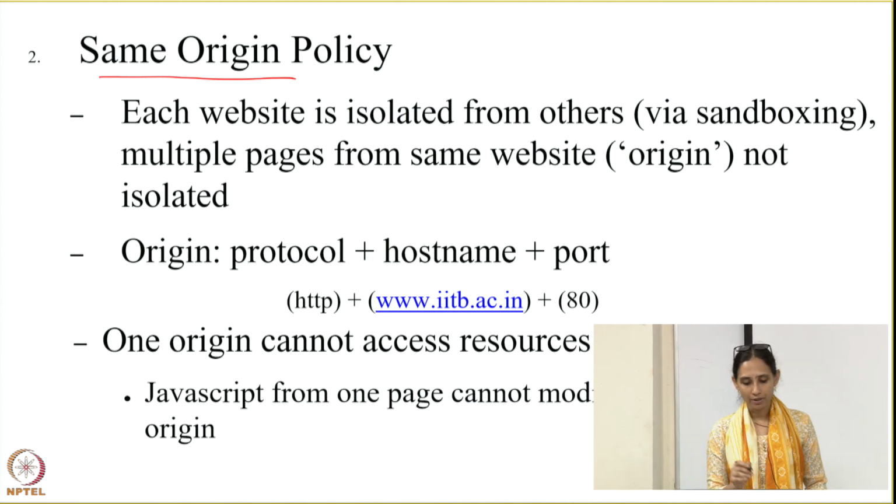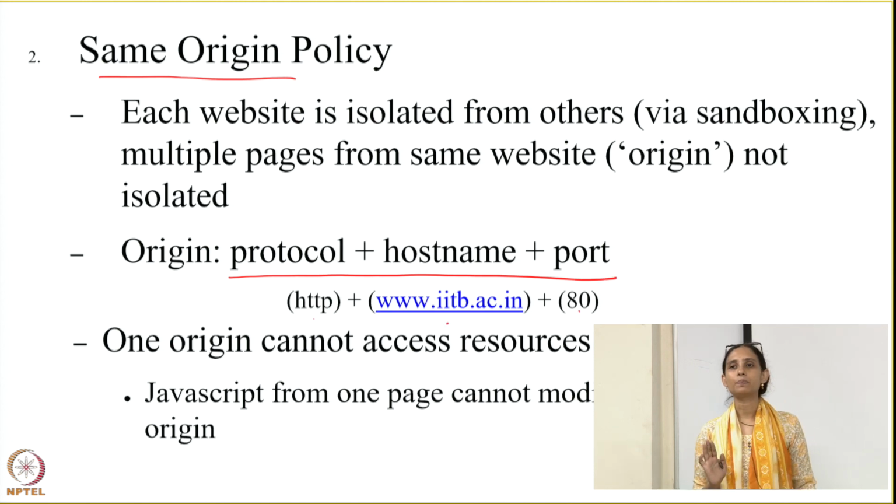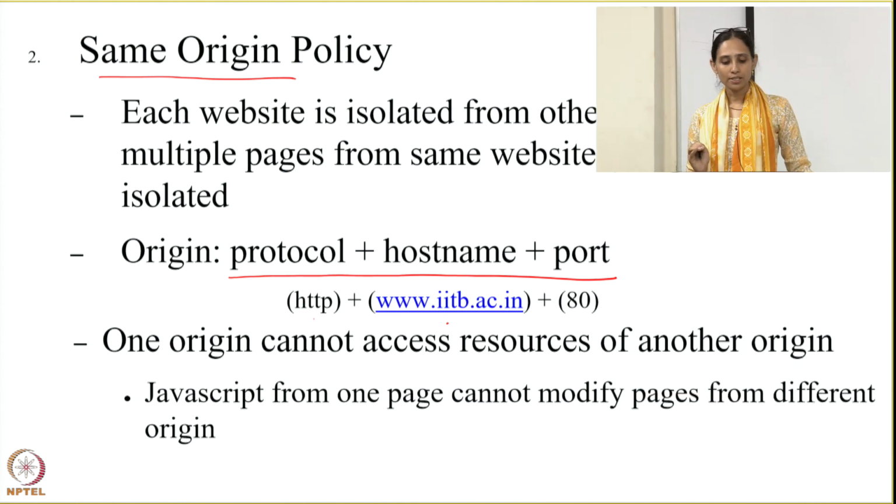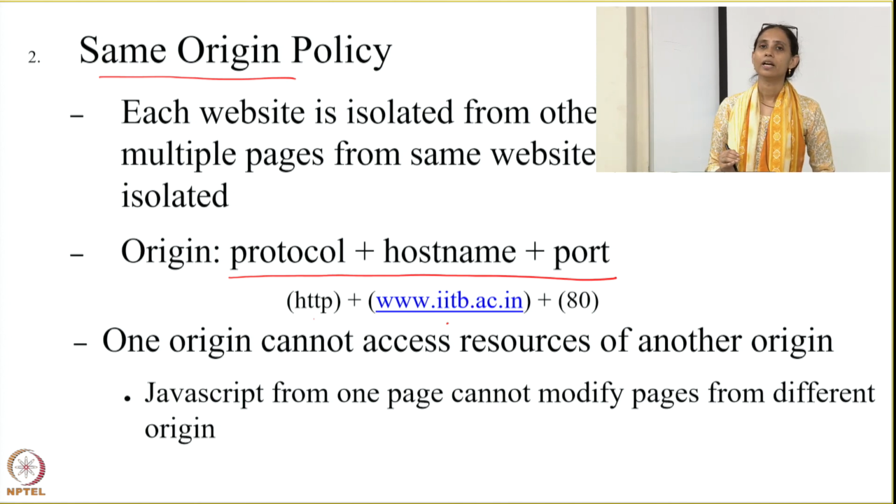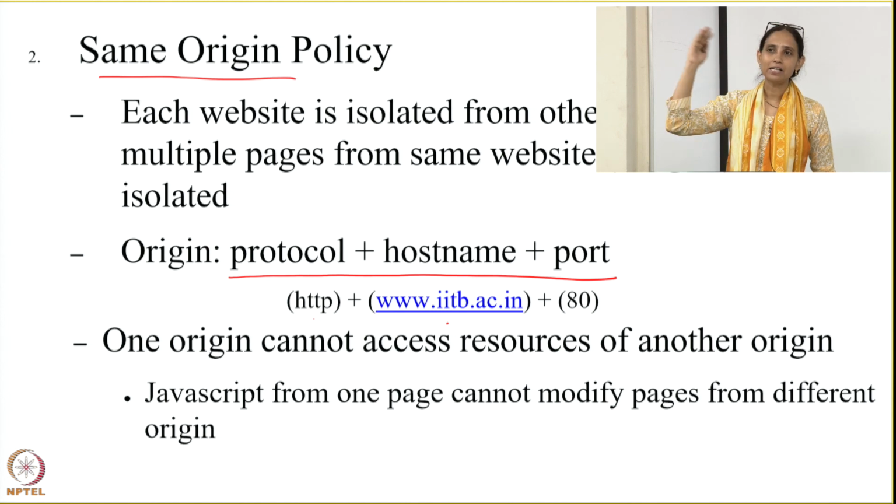So, let us first define what is an origin and then what does same origin policy mean. Origin is basically decided by the protocol, host name, and port; these three combined specify a specific origin. And what same origin policy says is that one origin cannot access resources of another origin. So, for example, if there is a JavaScript that is running for a given origin, it cannot access the cookies of some other origin, or files of some other origin.